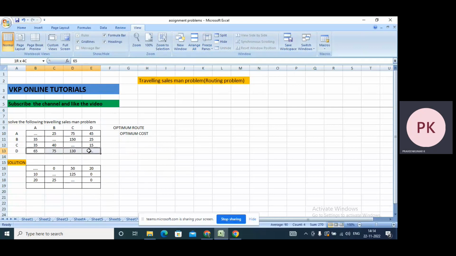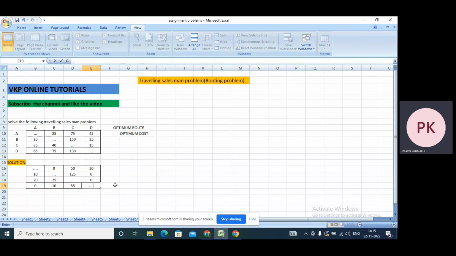Then go to the fourth row. In the fourth row, the minimum element is 65. So 65 minus 65 is 0. 75 minus 65 is 10. Next, 130 minus 65 is 55. And forget about the diagonal element. So this is row reduction.